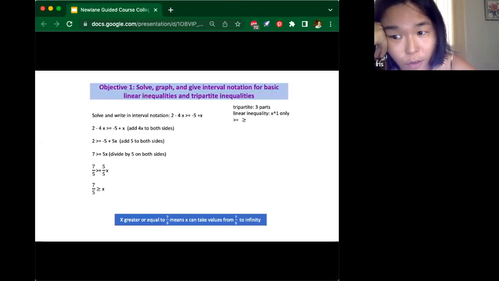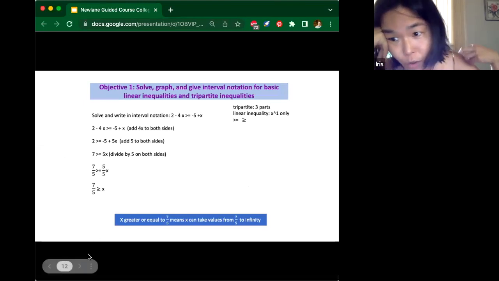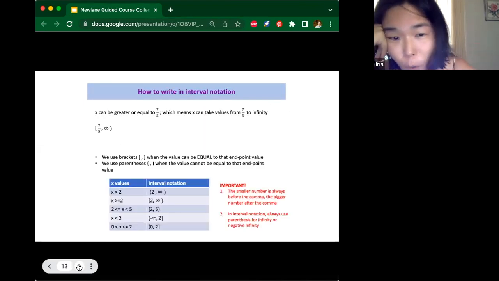So then the next slide is how to write that in interval notation. And this is particularly important because the course project will require you to do that. It will ask you to graph some functions and actually show the domain in interval notation.